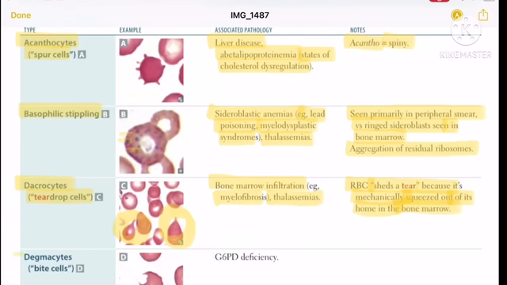The next one is degmacytes. Degmacytes are also called bite cells. So in this condition, what happened? It seems like half of the RBC is cut off. See here, but it's not really like that.